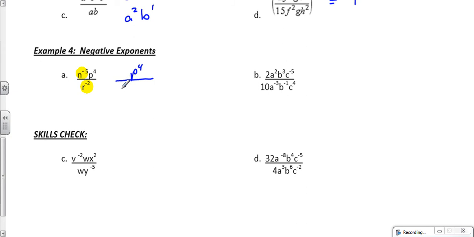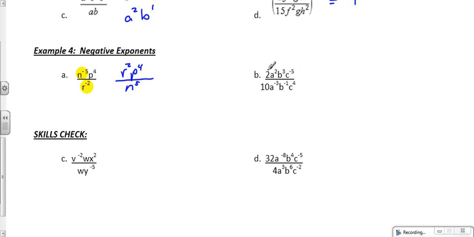That is a positive exponent. However, n to the negative fifth is in the numerator, and to make the power a positive 5, we should move it below. The r to the negative 2 is in the denominator. To fix that, we move it to the numerator, and then the power becomes positive. Notice I did not put a negative or a positive in front of the number or the letter itself, because we're not talking about the letter itself, we're talking about its exponent. So the exponent changed signs.